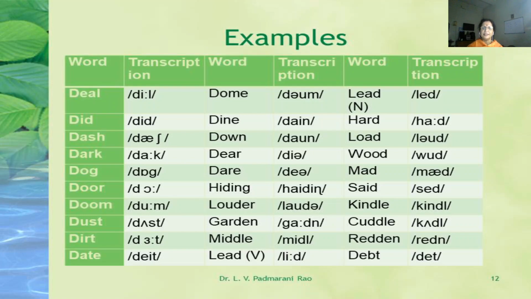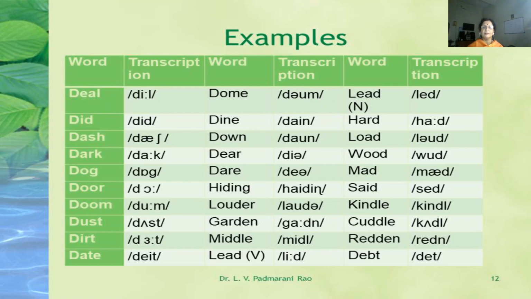D-A-T-E, date, the diphthongs begin. D-O-M-E, dome. O is the sound. D-I-N-E, dine. D-E-A-R, deer, the animal. D-A-R-E, dare. H-I-D-I-N-G, hiding. L-O-U-D-E-R, louder. Ow is the diphthong used.